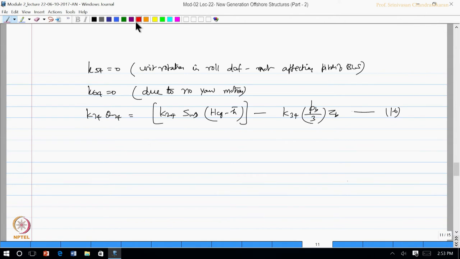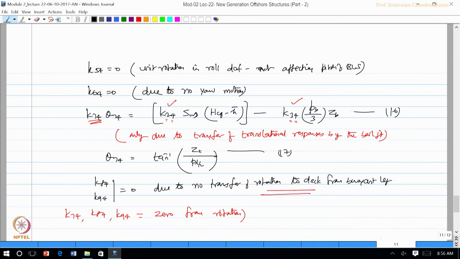This is only due to, so friends, K 5/4 will be 0. This is because of the reason that unit rotation given in roll degree of freedom does not affect pitch degree of freedom of the buoyant leg. Similarly, K 6/4 is 0 because there is no yaw motion in the buoyant leg.